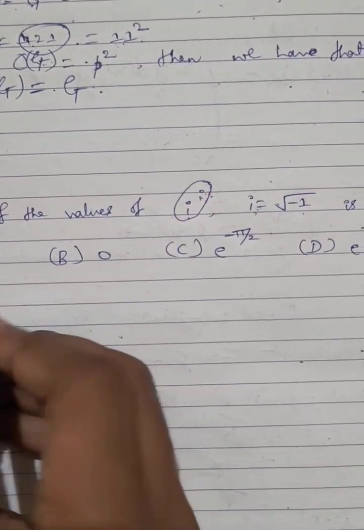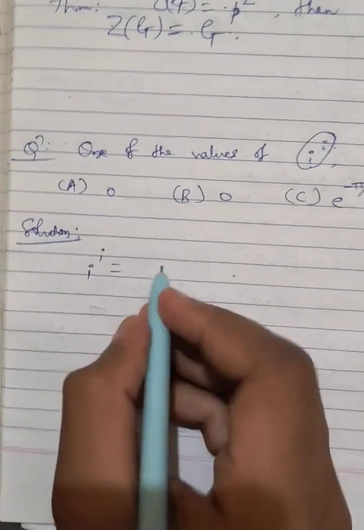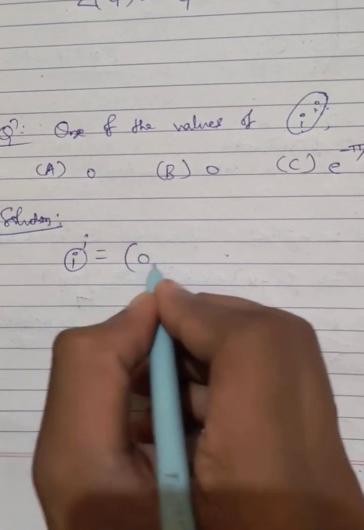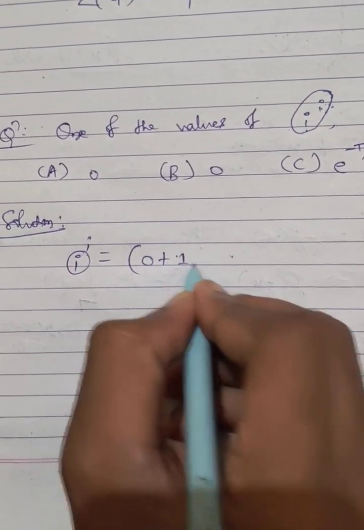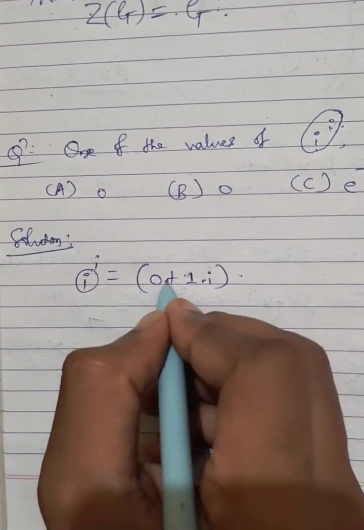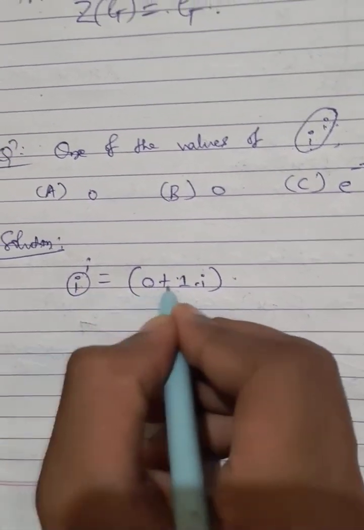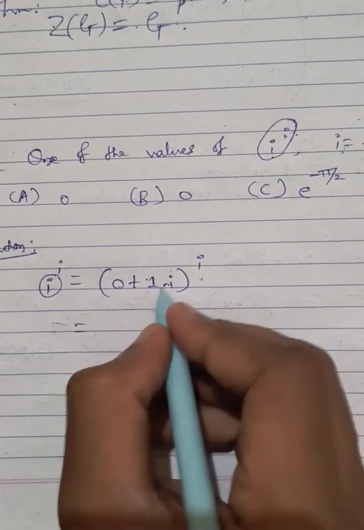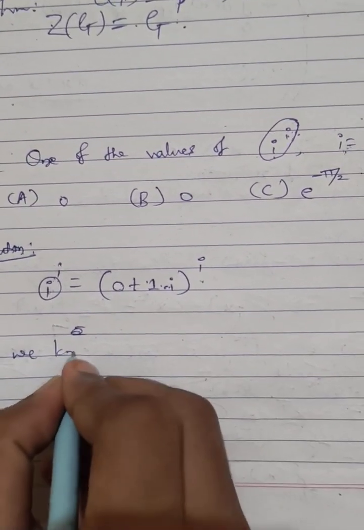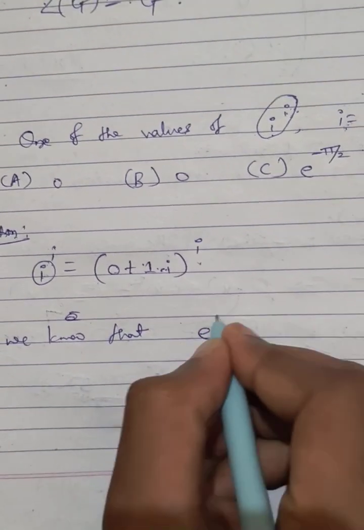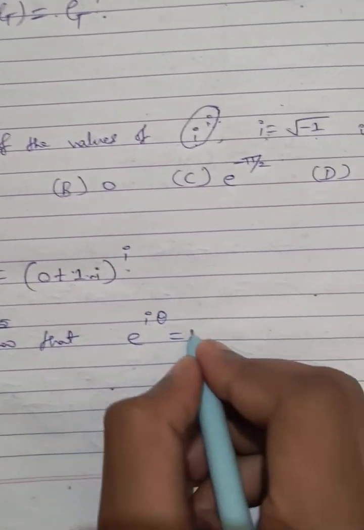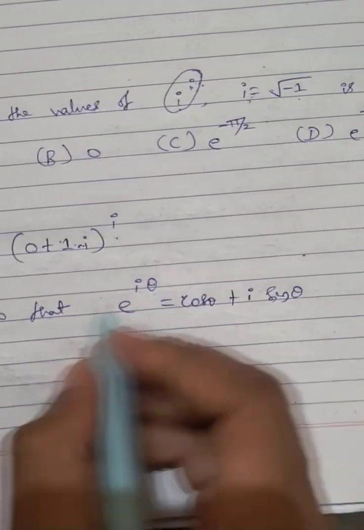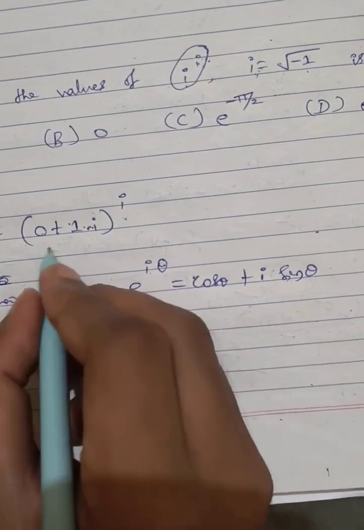How to solve this? We have i raised to i. How can we write this base i? Can I write this as 0 plus 1 into i? Obviously correct. So I'll write this i in a plus ib form as 0 plus 1 into i, raised to i as it is. Is it clear, students? Now apply the theorem. We know that e raised to i theta, by Euler's theorem, is cos theta plus i sin theta. Is it clear, students?